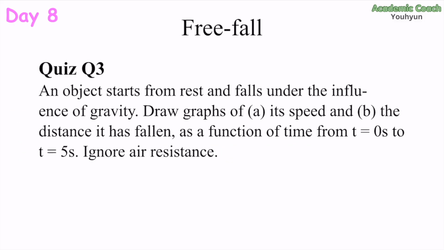Question number three. An object starts from rest and falls under influence of gravity. So this time, the object starts at its max height. It starts with initial velocity of 0 and it speeds up while moving down. Draw graphs of its speed and the distance it has fallen as a function of time from t is equal to 0 to 5 seconds.